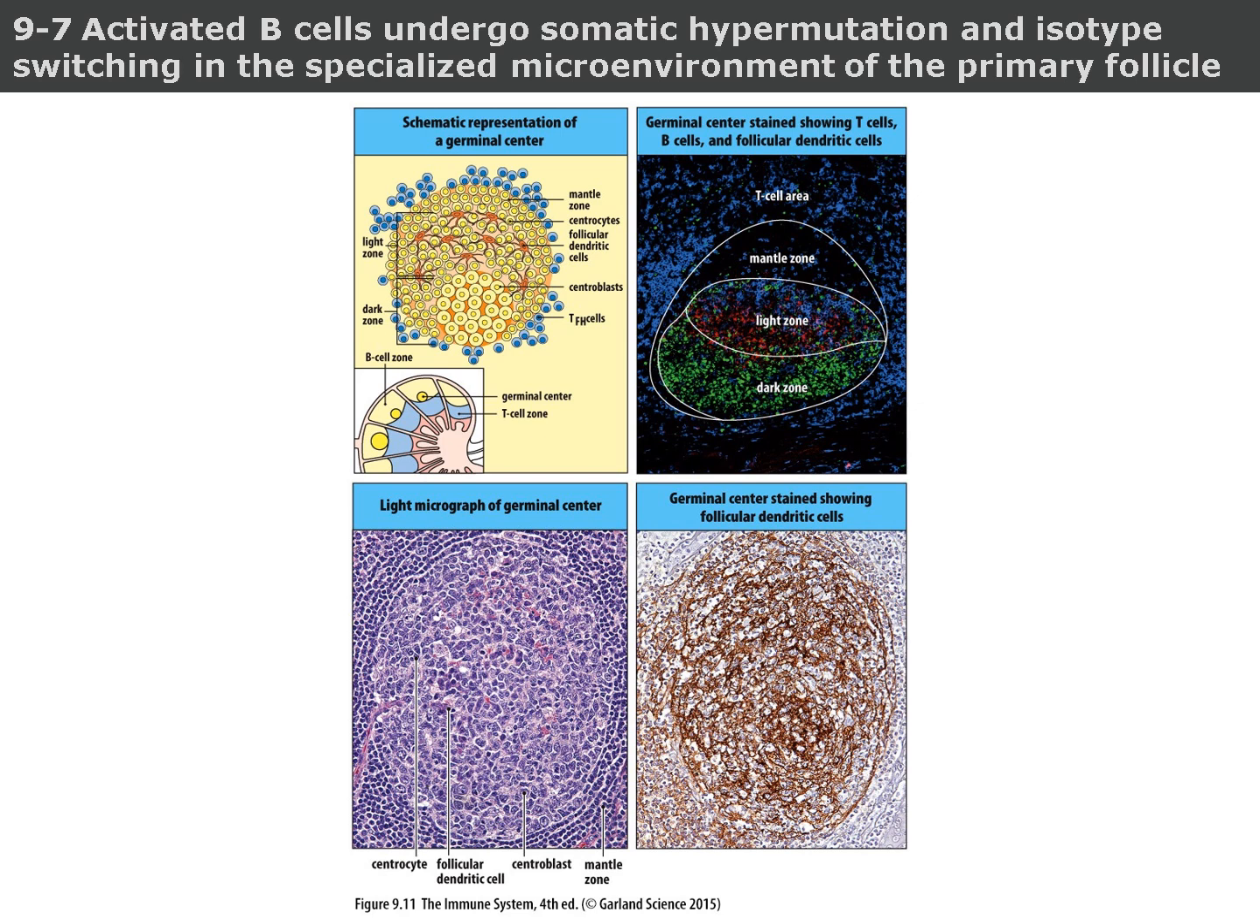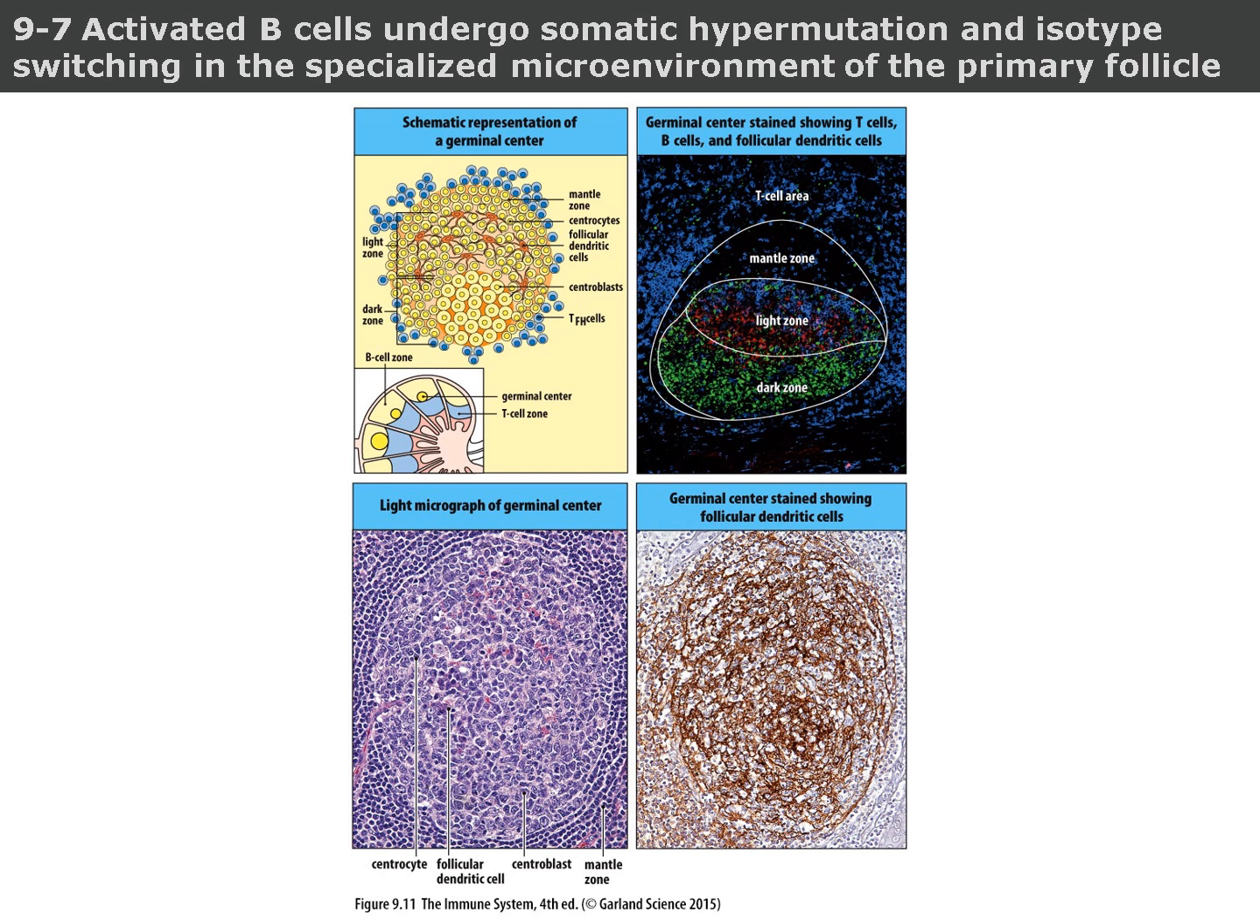The surrounding mantle zone contains resting B cells, while the T cell zone is adjacent to support continued T cell health. To the right, we see an immunofluorescent stain of a lymph node section. The dark zone appears green, the light zone red, and the mantle zone blue, confirming this compartmentalization.